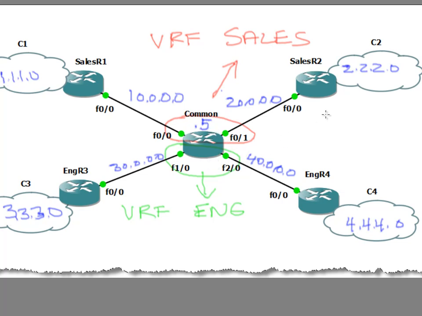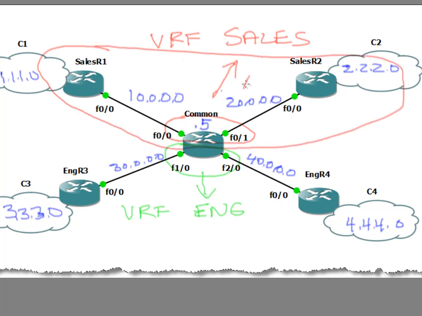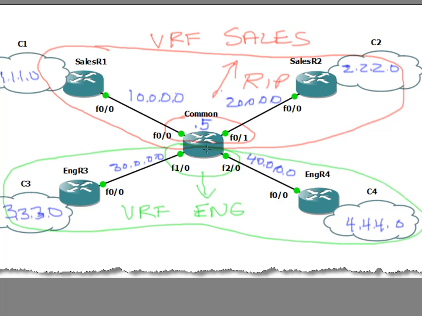If you want to pause, jot this down. We are going to take this existing network right here, carve it up into VRFs, and walk you through. Oh, one more thing. Let's talk about routing protocols. The routing protocol that we're using in sales is, let's do RIP. So let's say that we're running RIP all the way across here. So this is a RIP domain. And let's say that engineering is using EIGRP right down here. So we're going to have separate VRFs, separate routing domains.